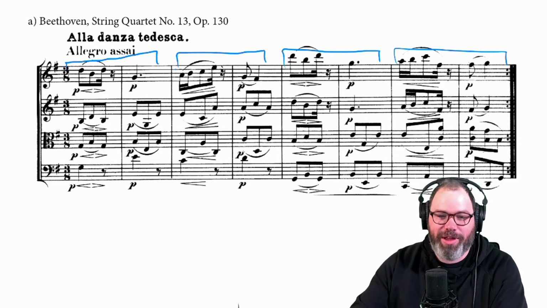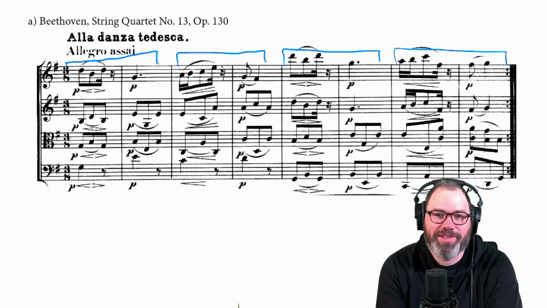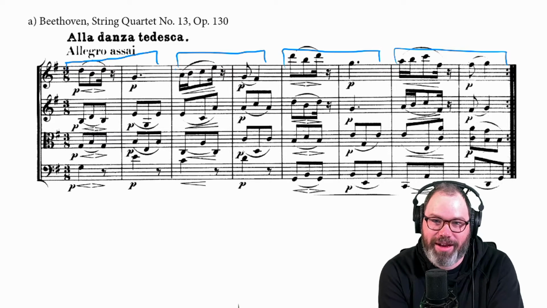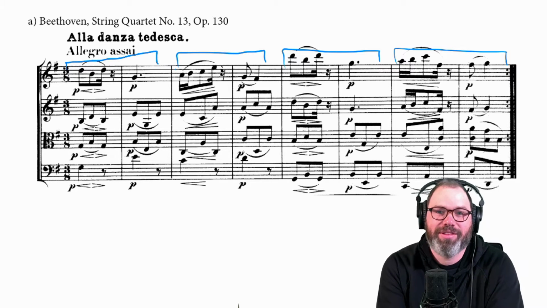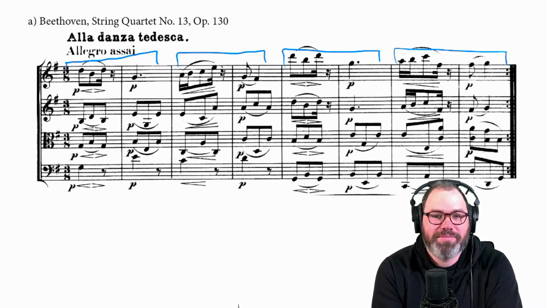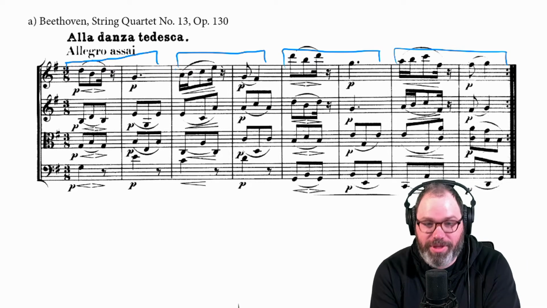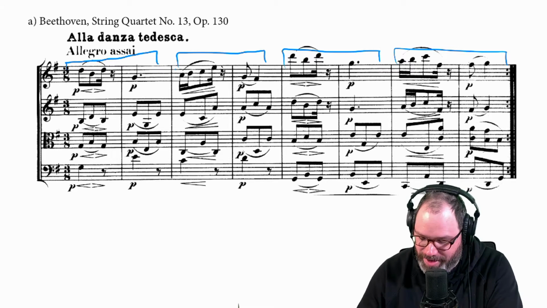Now, I won't let you off the hook entirely. What kind of cadence did you hear? Was it a complete sounding cadence or an incomplete sounding cadence? What do you think? Complete sounding, right? It sounded done, right?